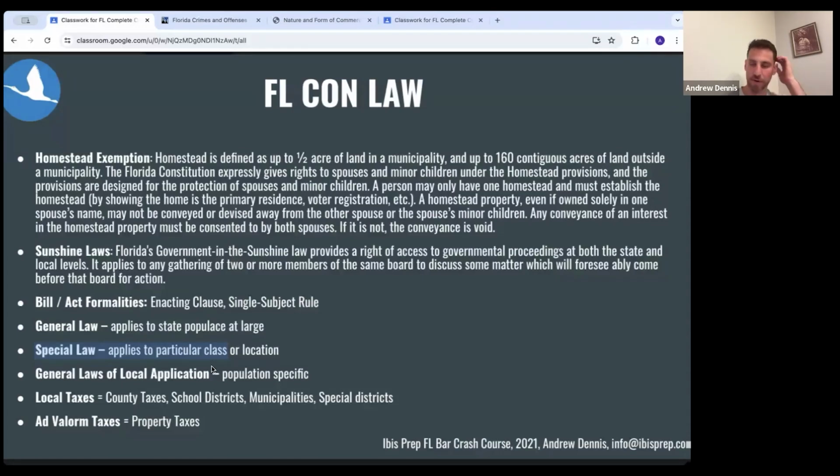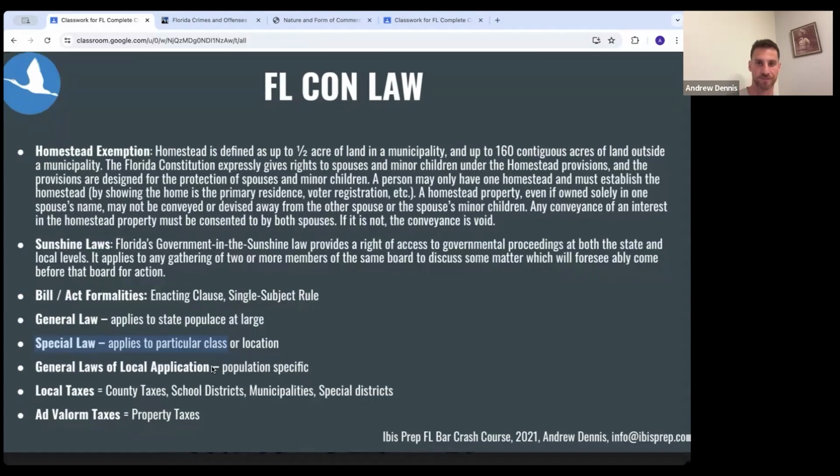Ad valorem taxes or property taxes. Note that only counties or municipalities can issue property taxes, not the state. The state of Florida cannot issue property taxes.